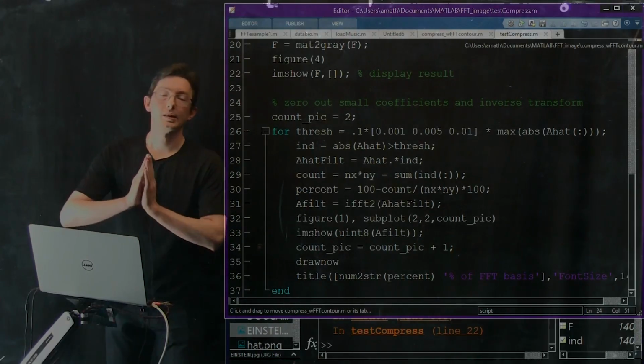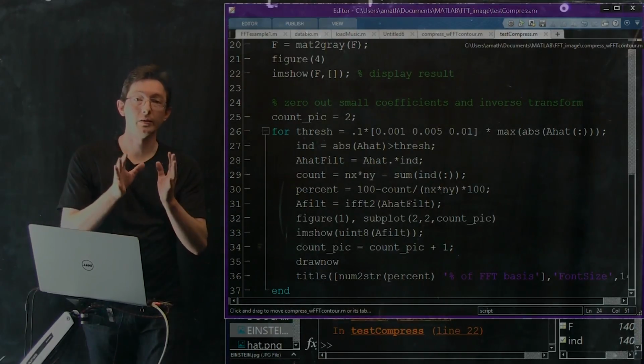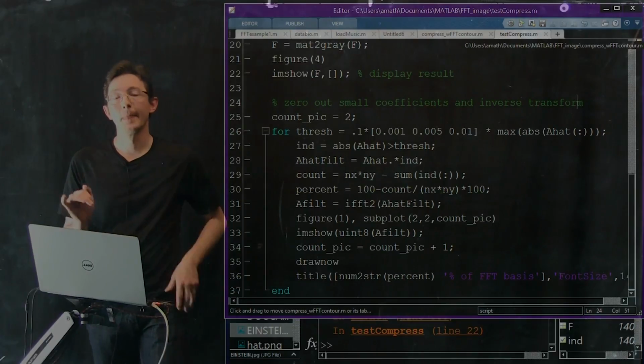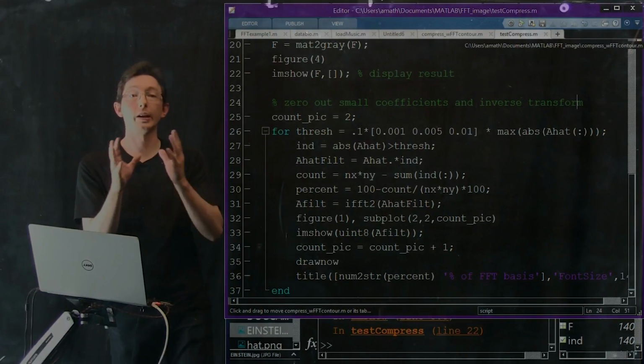Okay, welcome back. So this is our final segment in our final lecture on the fast Fourier transform. And we're going to continue looking at image compression.